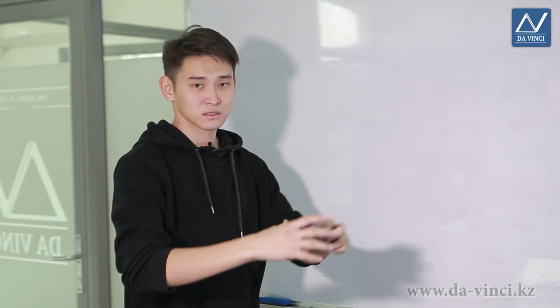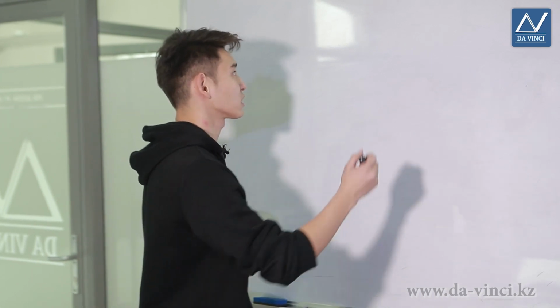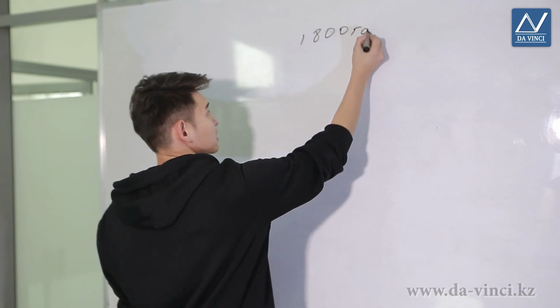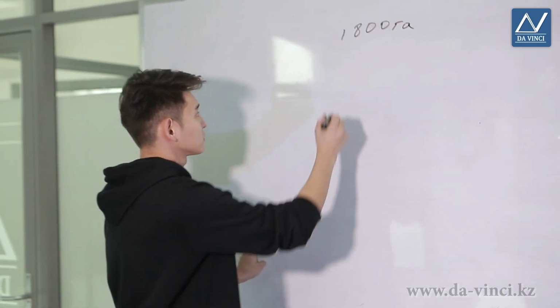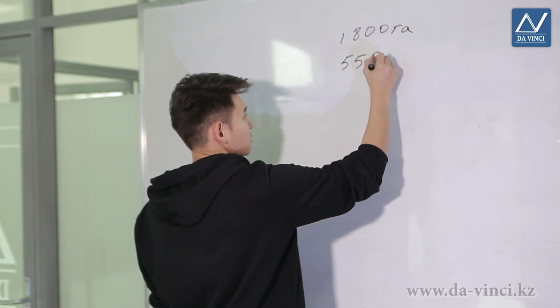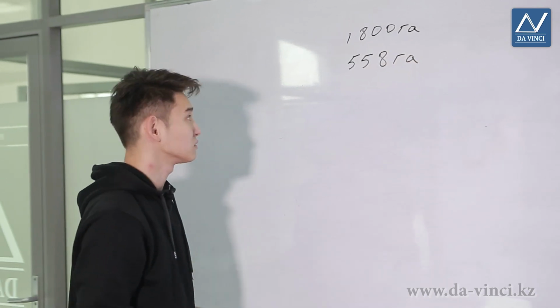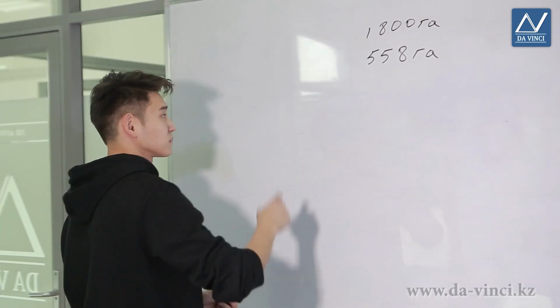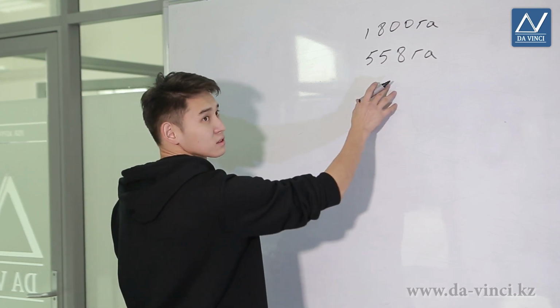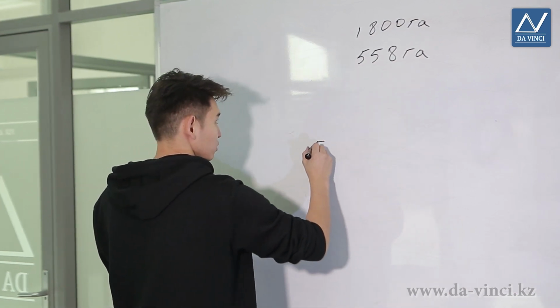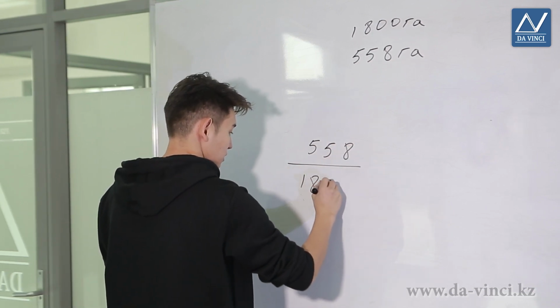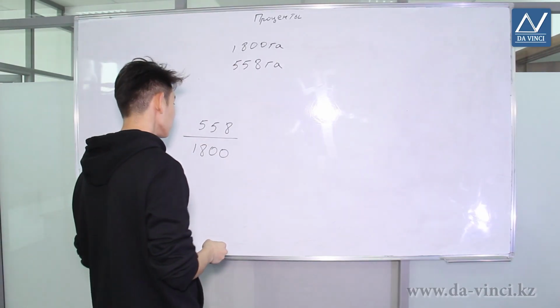Now let's consider the last example for percentages. Let's have a plot of 1,800 hectares. As we know from the last lesson, hectare is denoted as HA. 558 hectares are planted with, let's say, potatoes. The question is, what percentage of the land is planted with potatoes? How to solve it? First, we need to find which part is planted with potatoes. For this, we divide 558 by 1,800. After the last lesson, we know how to solve it.